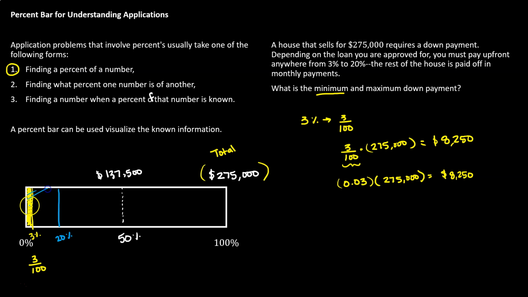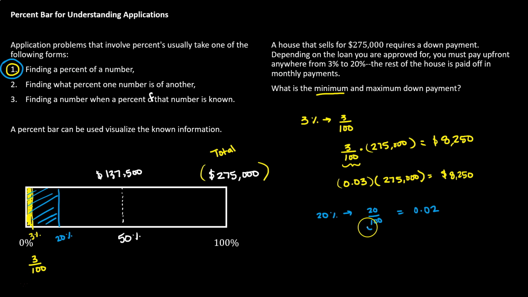So if we looked at 20%, again, we're trying to find 20% of the total house price. So we're still looking at that same type of problem, finding percent of a number. So we'd take that percent, the 20%, and we'd convert it into a fraction, 20 over 100. Or we could convert it into a decimal. 20 over 100 would look like 0. Oops, that 0 looks terrible.